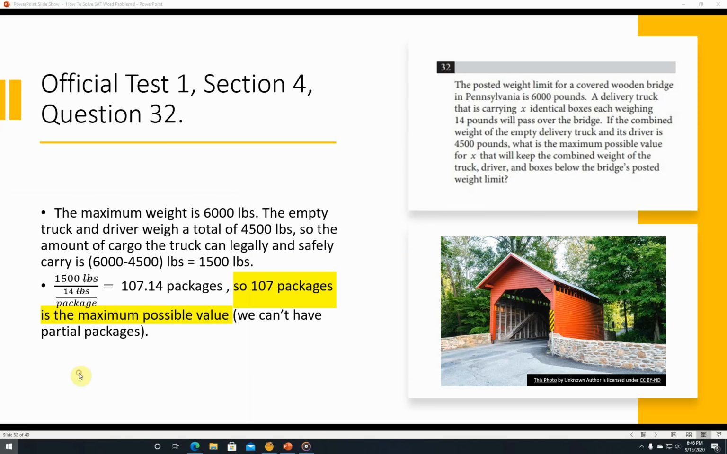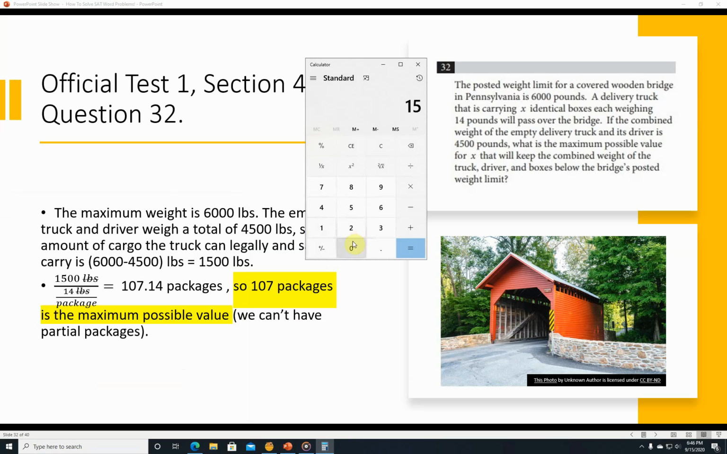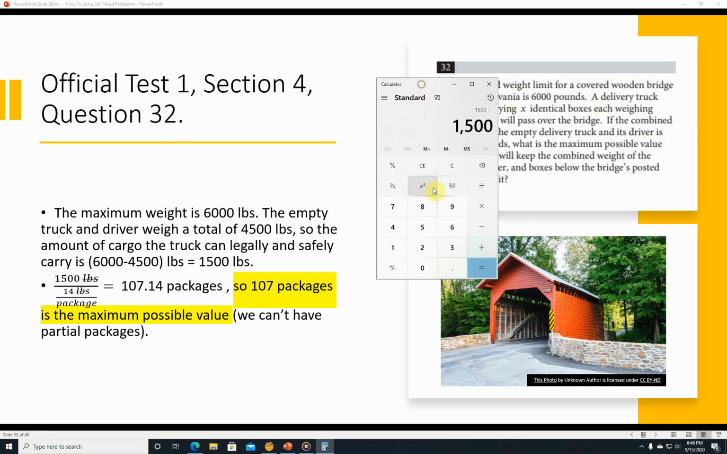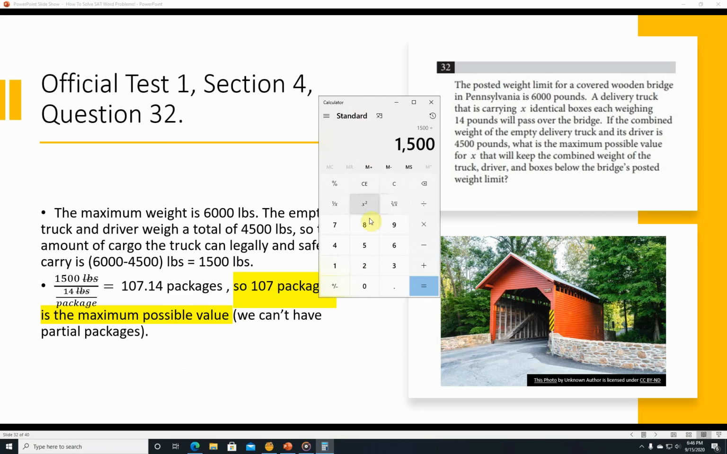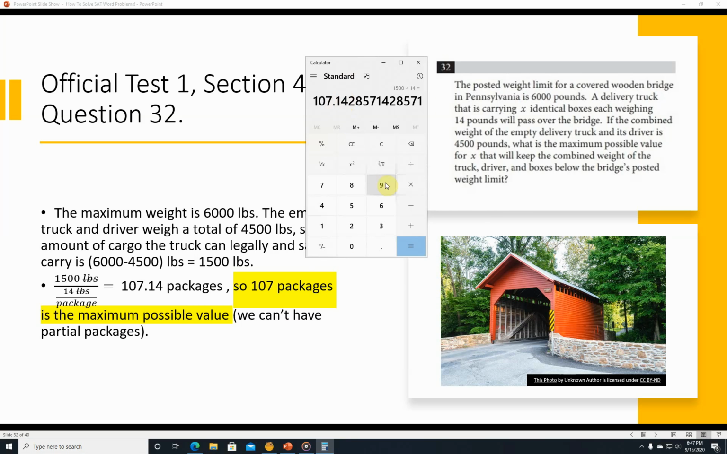If you don't believe me at this point, all right, we can just go 1,500 over, I believe it's 14, right? Okay, so, yep, over 14. So that's 107.14. Obviously, we're not going to have any partial packages, so you just truncate it to 107. So 107 packages is the maximum possible value.